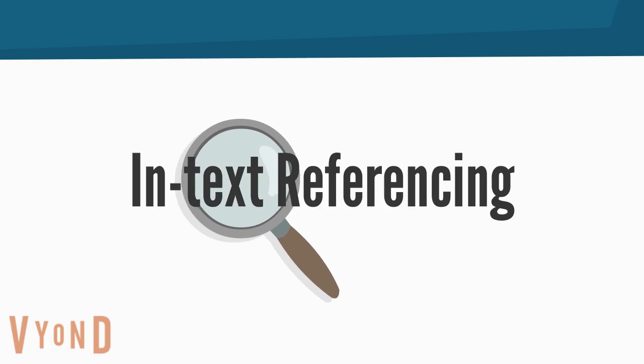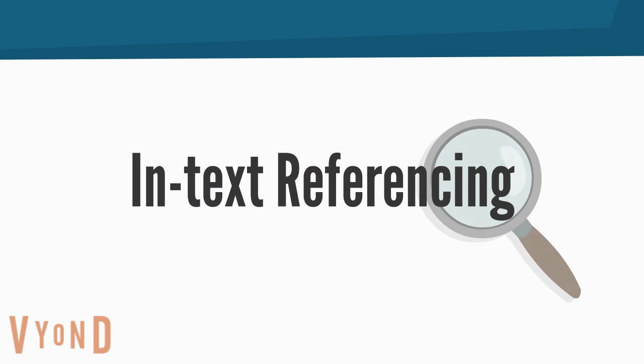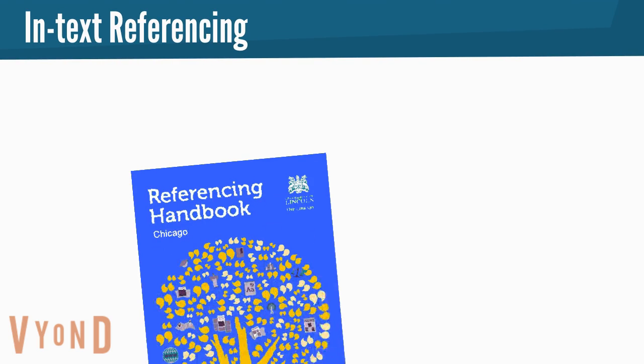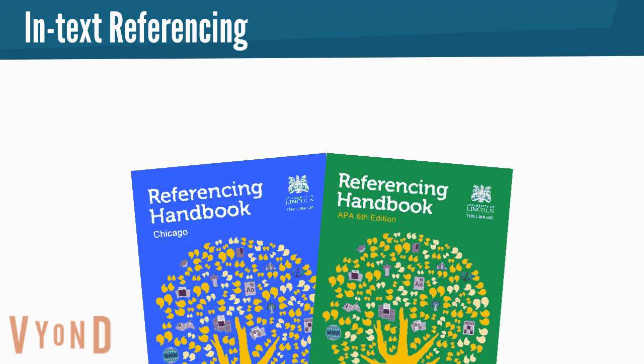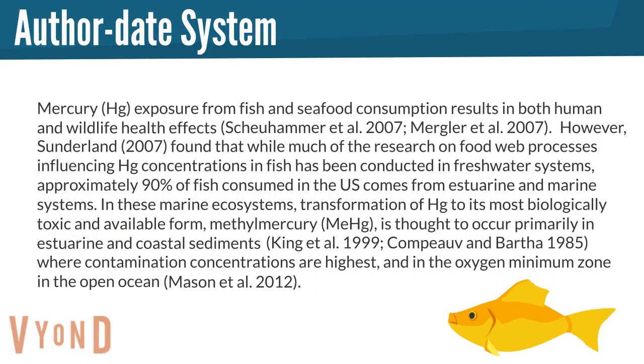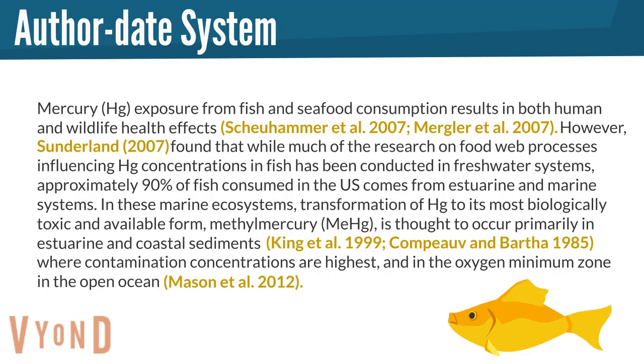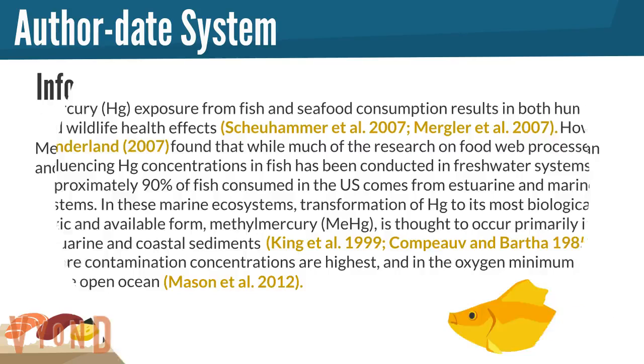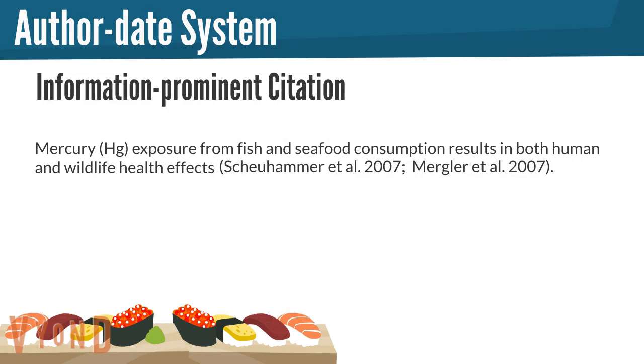Let's take a closer look at in-text referencing. Both Chicago and APA referencing styles use the author date system for in-text citations. The Chicago referencing style is demonstrated in this paragraph, where in-text references have been highlighted in yellow. In this sentence, there are two in-text citations. Both are located within parentheses at the end of the sentence.